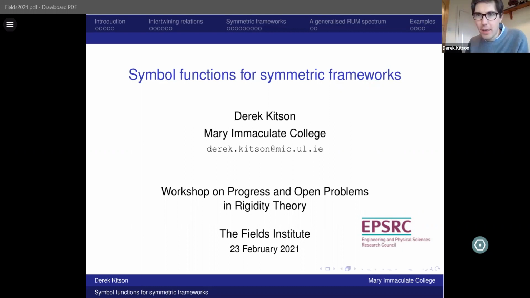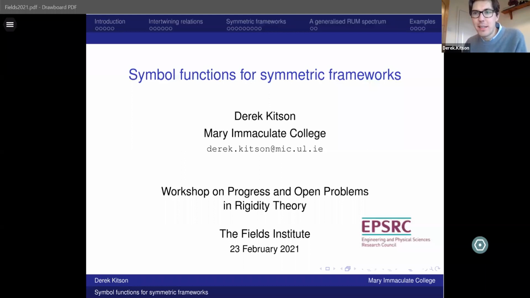So the talk is about symbol functions for symmetric frameworks. So what is it about? It's basically continuing a line of research that was initiated, I think, a little over 10 years ago by Steve Power in Lancaster. The idea is to introduce methods from operator theory into rigidity theory. In particular, this is useful when you're looking at infinite frameworks, so say periodic frameworks that are quite popular with people. So it's a continuation of that line of research.